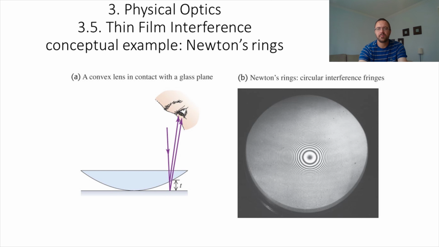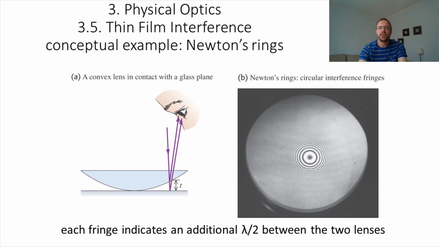And each time the path difference is equal to one more wavelength, there will be one more ring. And since the path difference is 2t, each fringe indicates an additional half wavelength, lambda over 2, between the two lenses. And this is very precise, right? Remember that for visible light, lambda is around 400 to 700 nanometers. So being able to see a change of thickness of a few hundreds of nanometers is really impressive.